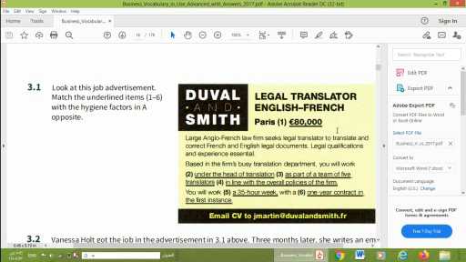Large Anglo-French law firm seeks legal translator to translate and correct French and English legal documents. Legal qualifications and experience essential. Based in the firm's busy translation department, you will work under the head of translation. Okay, فهي the second underlined item، إنك حتعمل تحت إشراف ال Head of Translation Department. فبالتالي هنا بنحكي على supervision. So the second hygiene factor is supervision.